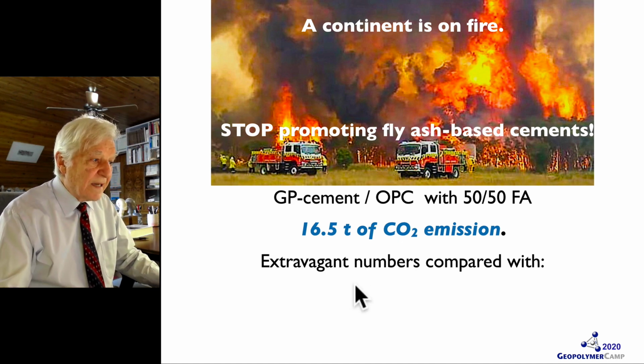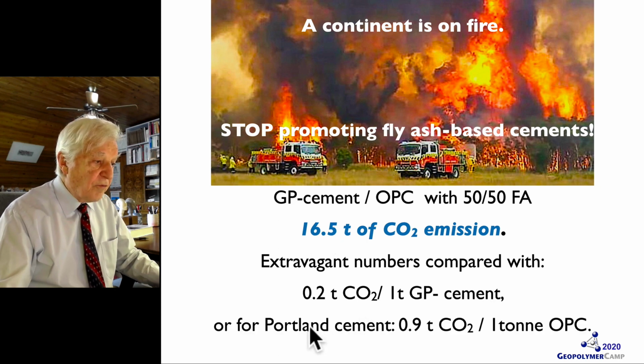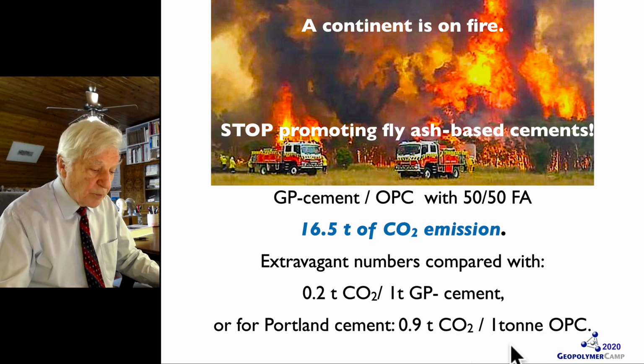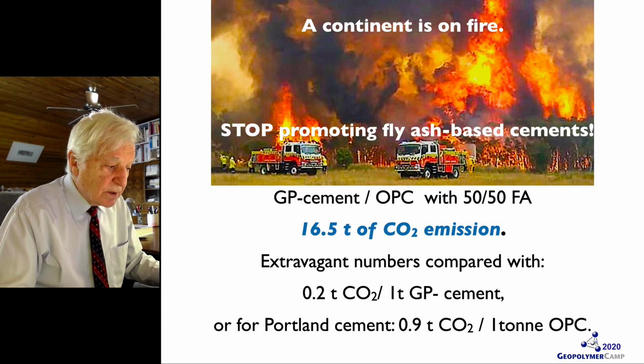This seems to be extravagant numbers. They are extravagant numbers compared with what we have been claiming so far, that is 0.2 tons CO2 for 1 ton of geopolymer cement, versus 16.5. Or for Portland cement, 0.9 ton of CO2 for 1 ton of ordinary Portland cement. But Portland cement experts and Portland cement industry are not aware of these numbers and are asking for more and more fly ash. Why?